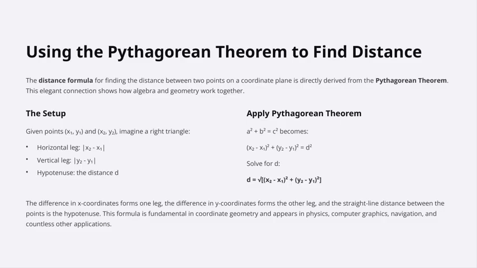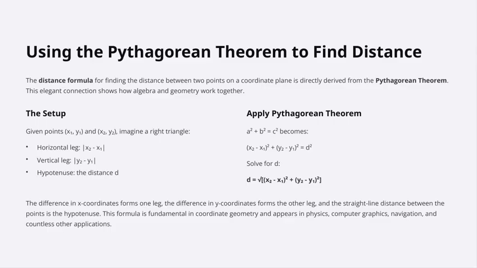Let's explore how we can use the Pythagorean theorem to find the distance between 2 points on a coordinate plane. The key idea here is that the distance formula is actually derived directly from the Pythagorean theorem, showing a beautiful connection between algebra and geometry.